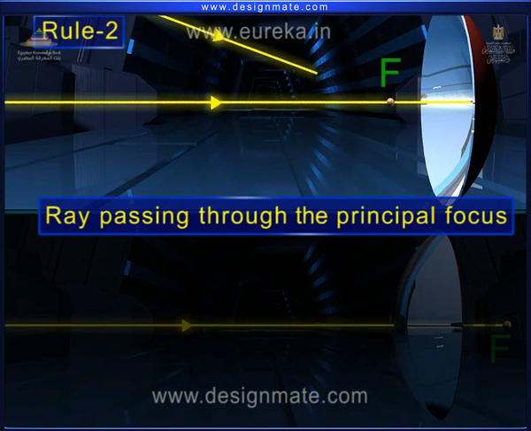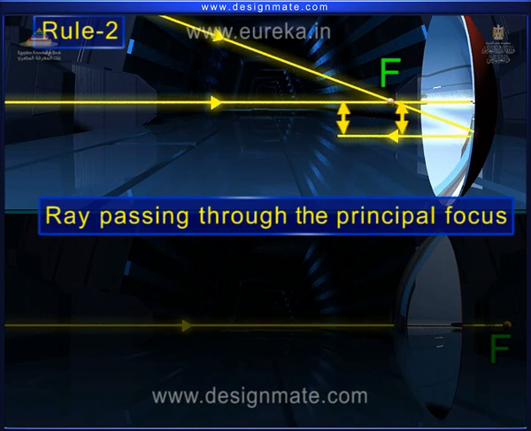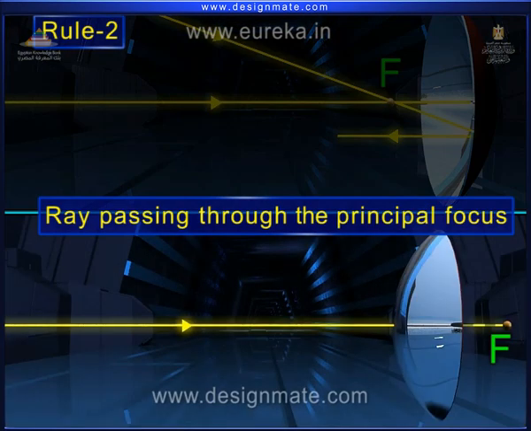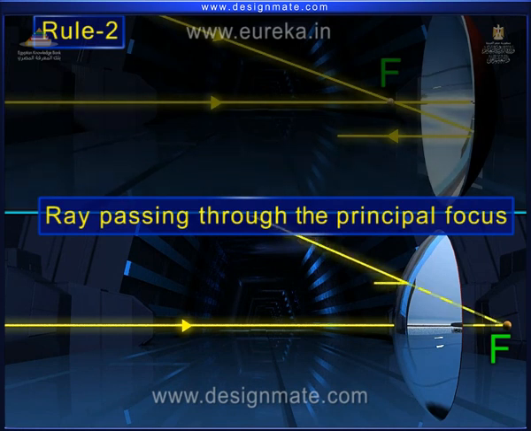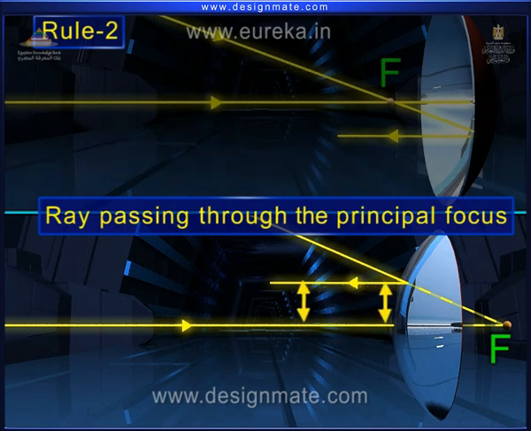2. A ray of light which passes through the principal focus of a concave mirror gets reflected by it and emerges parallel to the principal axis. Similarly, in the case of a convex mirror, the ray of light directed towards the principal focus after reflection will emerge parallel to the principal axis.